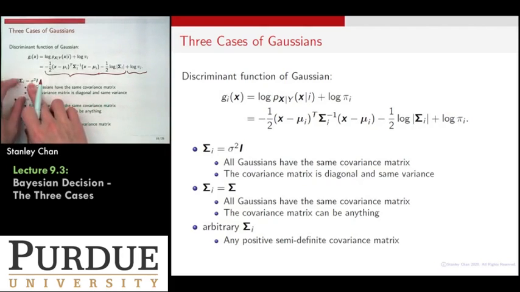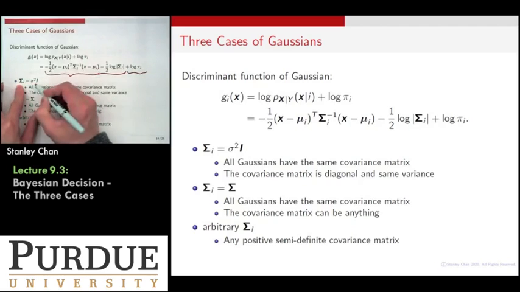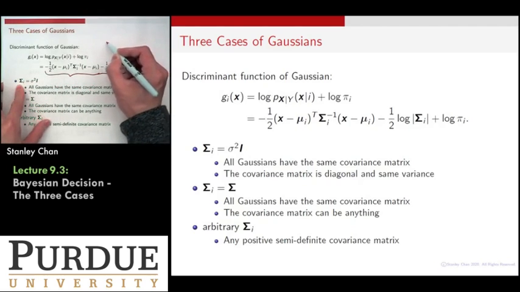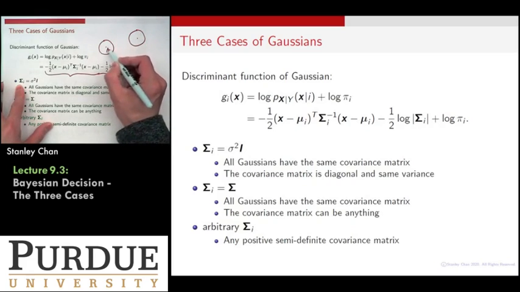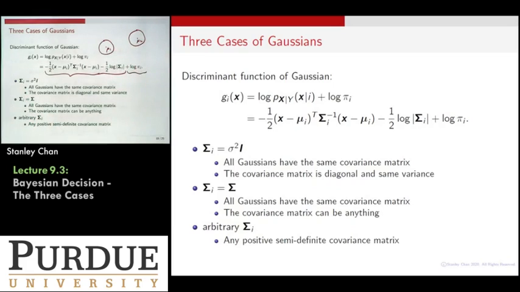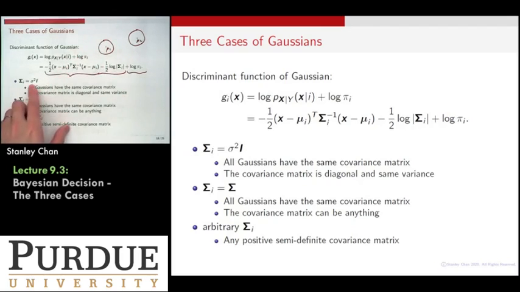If we want to draw this picture, sigma i equals sigma squared times identity will give us a picture like this. You have one Gaussian and then the other Gaussian. The only difference between these two will be the means. Okay, so they have two different mean locations. However, the orientation and also the shape of the two Gaussians will be identical. And they're not just identical, they are exactly circles because of the identity matrix definition of the sigma i.